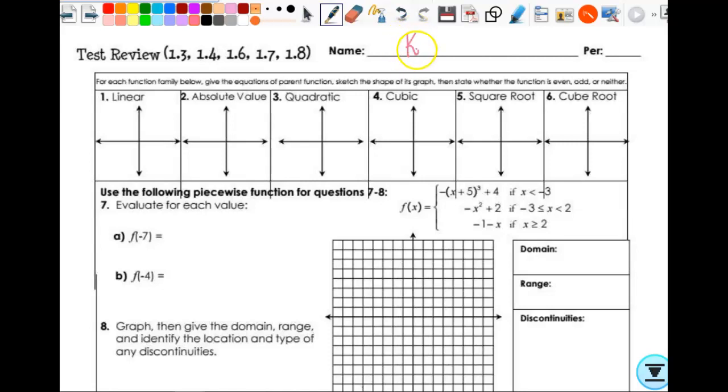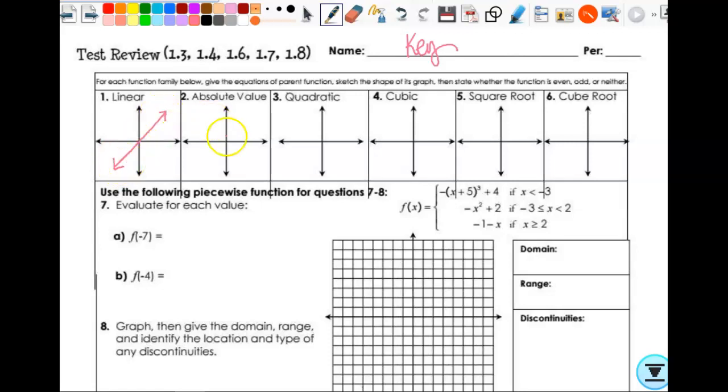All right, here is the key to your test review. It says for each function family below, give the equation of the parent function, sketch the shape of its graph, then state whether the function is even, odd, or neither. All right, so I'm going to sketch them first.